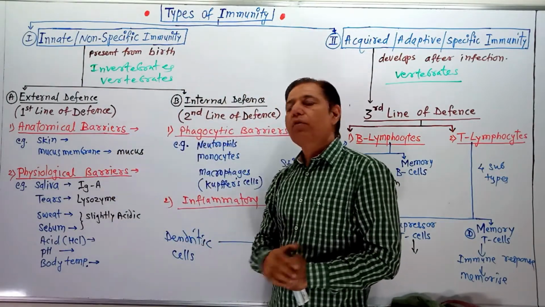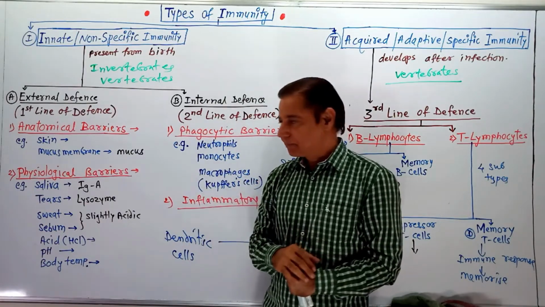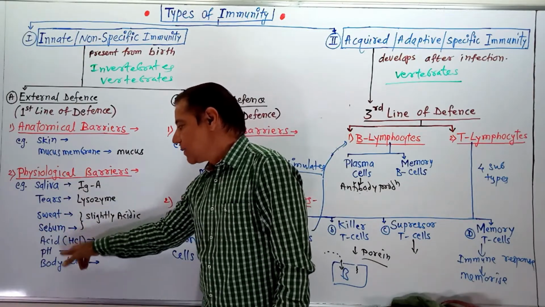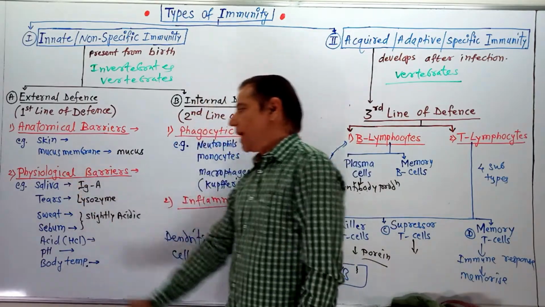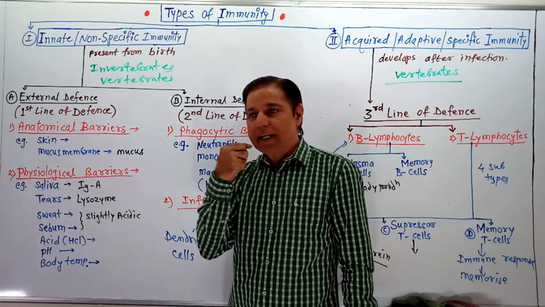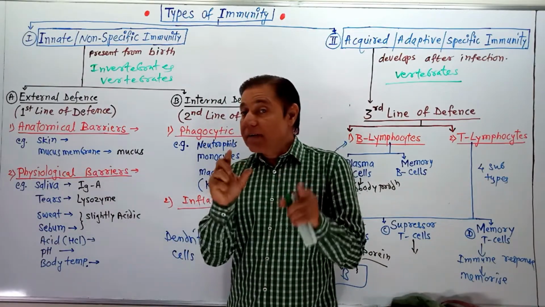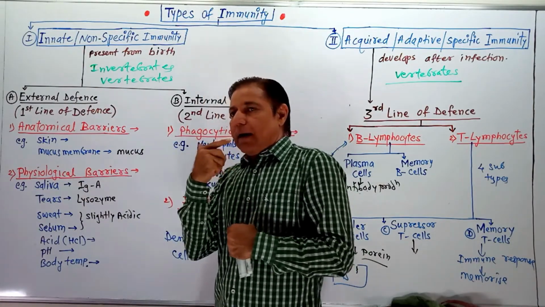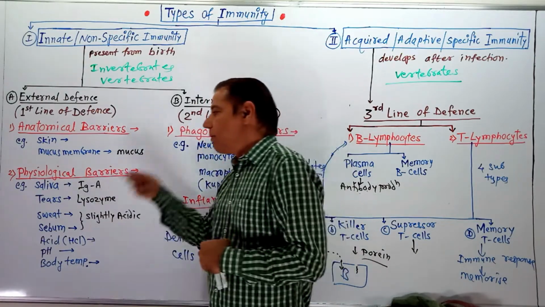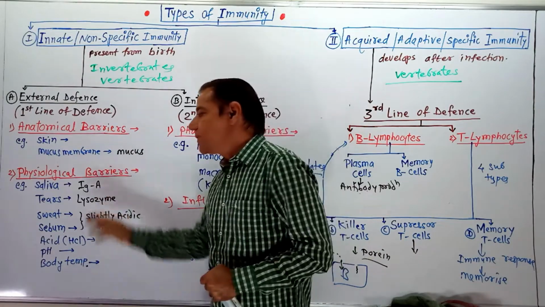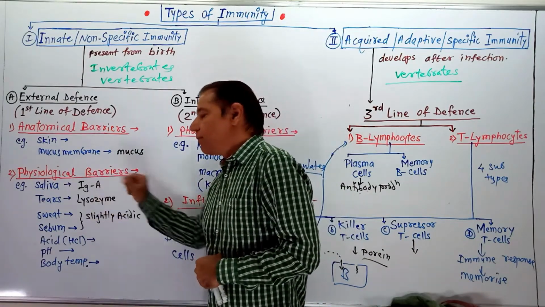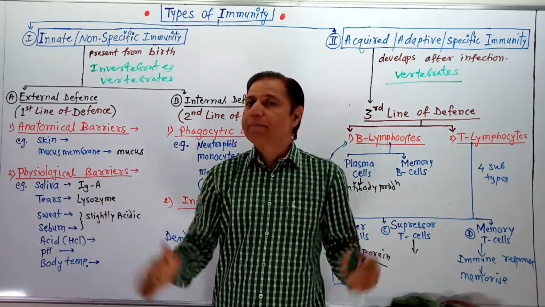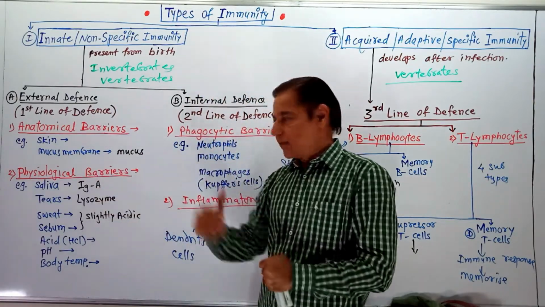Now the second barrier, the physiological barrier, which is also called chemical barrier. There are different components: saliva, tears, sweat, sebum, acid, pH and body temperature. Out of that, first saliva. Saliva, which is formed by the salivary glands inside the mouth cavity, contains immunoglobulin A, which is an antibody, and that is why the internal surface of the mouth cavity and then esophagus, stomach, etc., is protected because of these antibodies. They attack the microbes, and that is why saliva helps us to a greater extent.